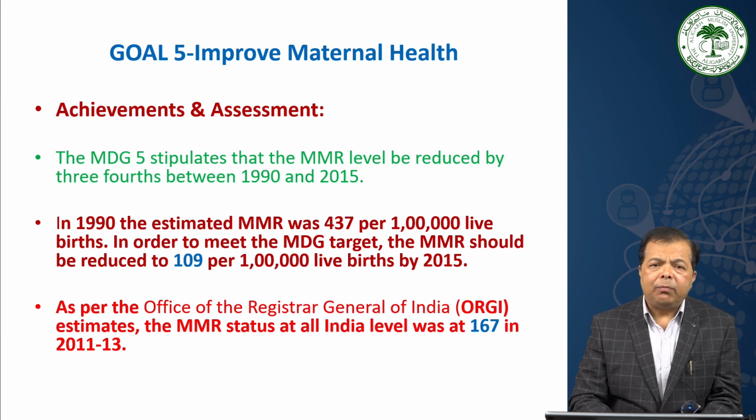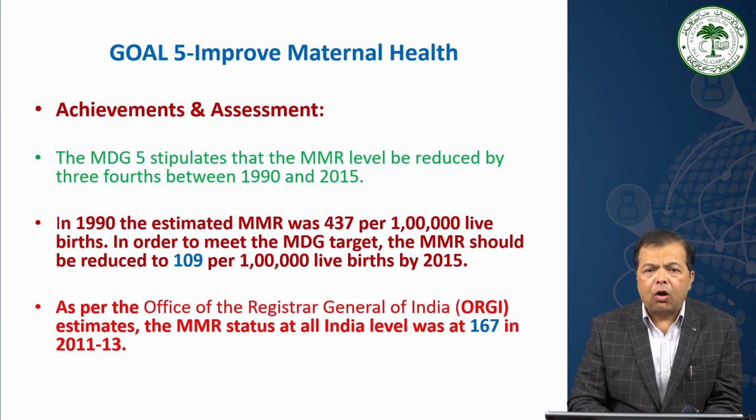So, what are the achievements and assessment of this situation or of this goal? MDG 5 stipulates that the MMR level be reduced by three-quarters between 1990 and 2015. Now, in 1990, the estimated MMR was 437 per 100,000 live births.